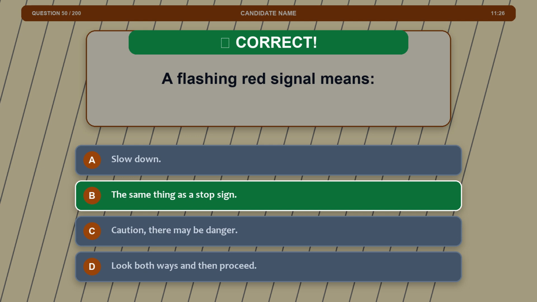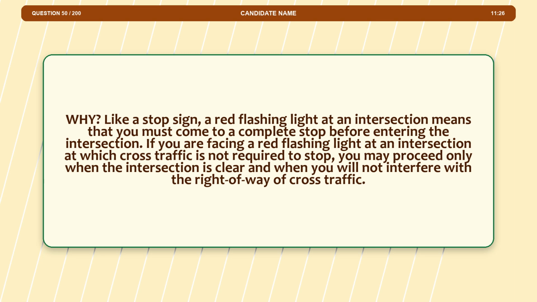The correct answer is option B, the same thing as a stop sign. Explanation: like a stop sign, a red flashing light at an intersection means that you must come to a complete stop before entering the intersection. If you are facing a red flashing light at an intersection at which cross traffic is not required to stop, you may proceed only when the intersection is clear and when you will not interfere with the right-of-way of cross traffic.